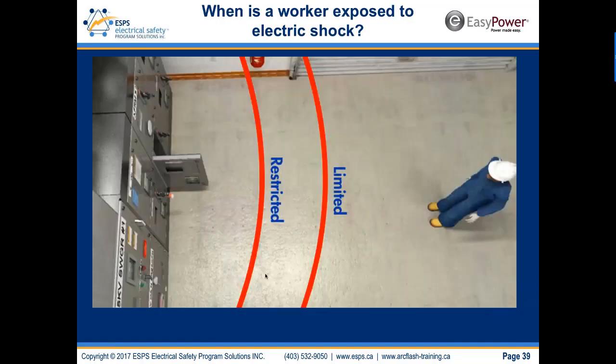So the shock approach boundaries, just another refresher, there are 2 boundaries now only. In the 2015 edition of 70E, prohibited was deleted because it was redundant for PPE from the restricted approach boundary.